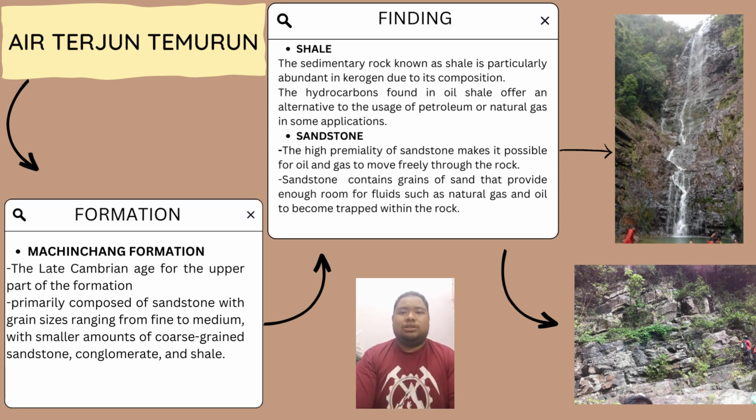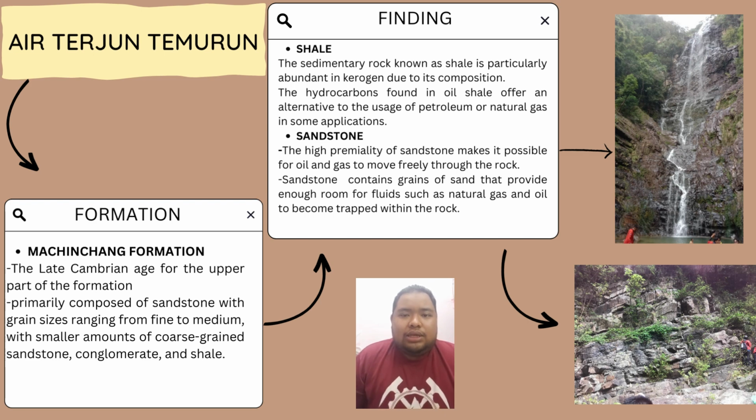The formation at Hydrogen Tumurun is Macinca Formation. Macinca Formation is of late Cambrian age for the upper part of the formation, primarily composed of sandstone with grain size ranging from fine to medium, with a smaller amount of coarse grain sandstone, conglomerate and shale.